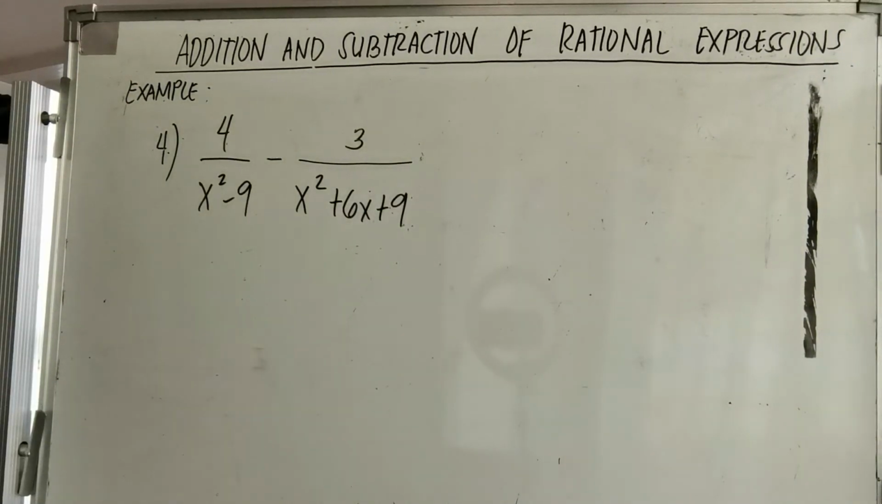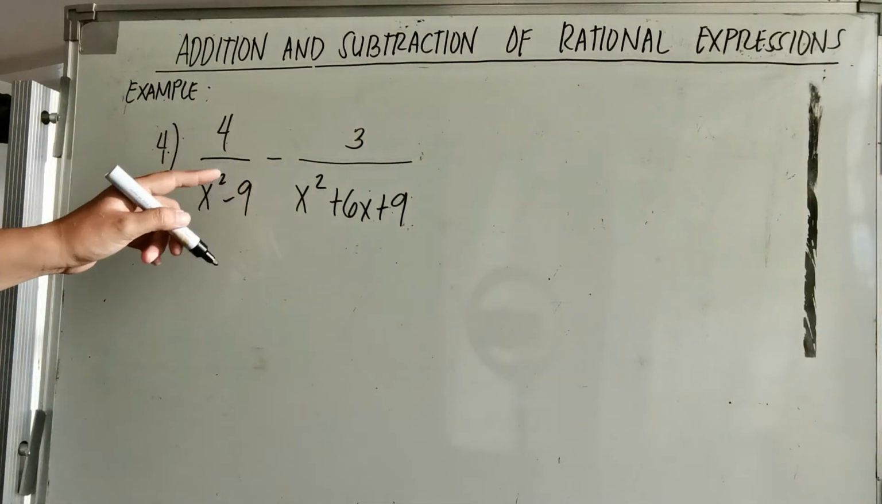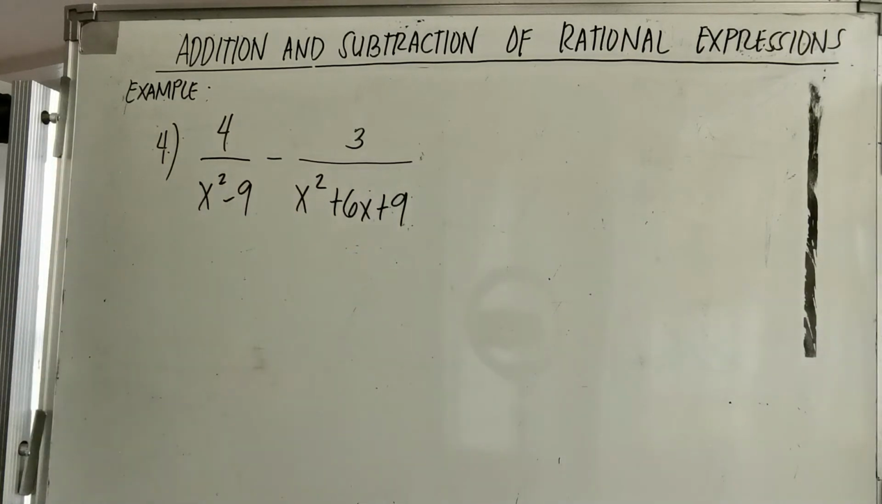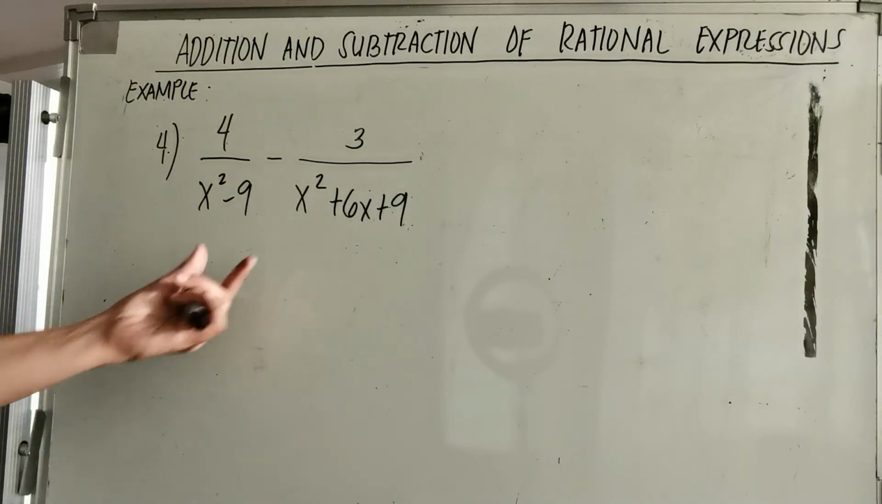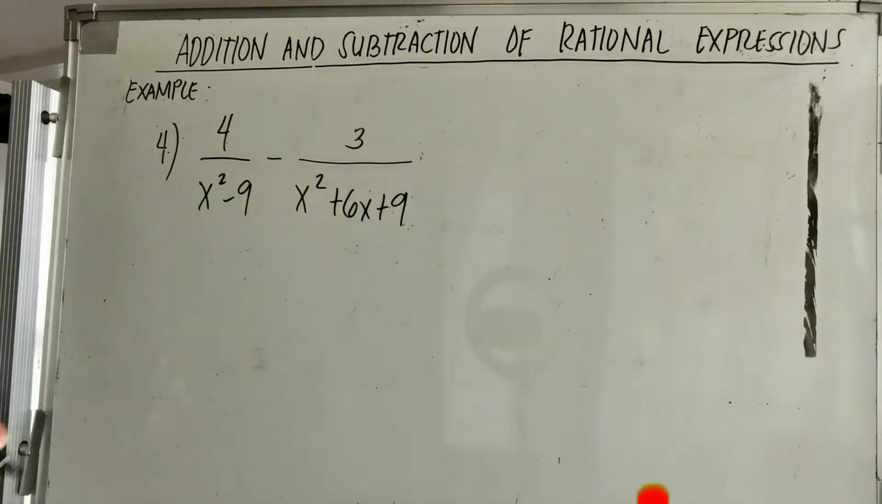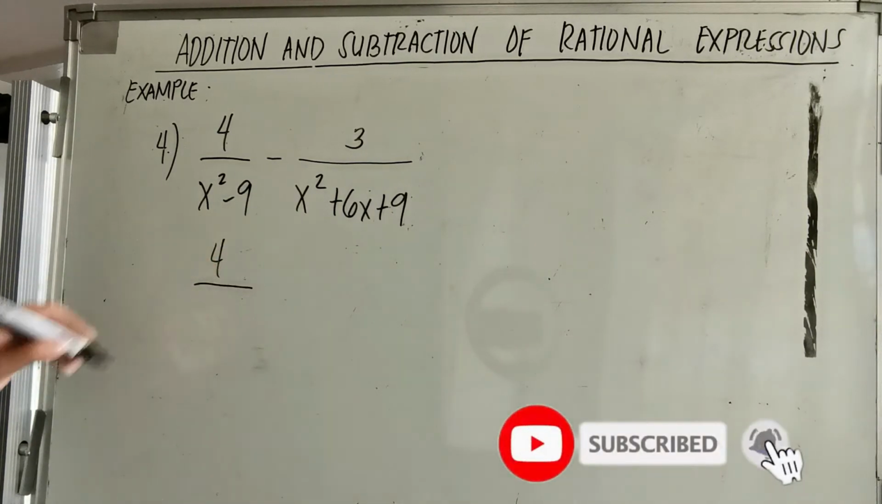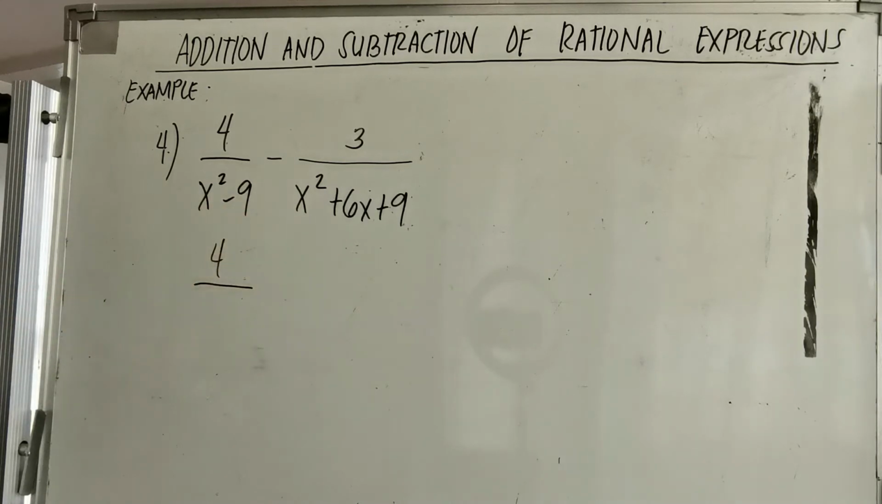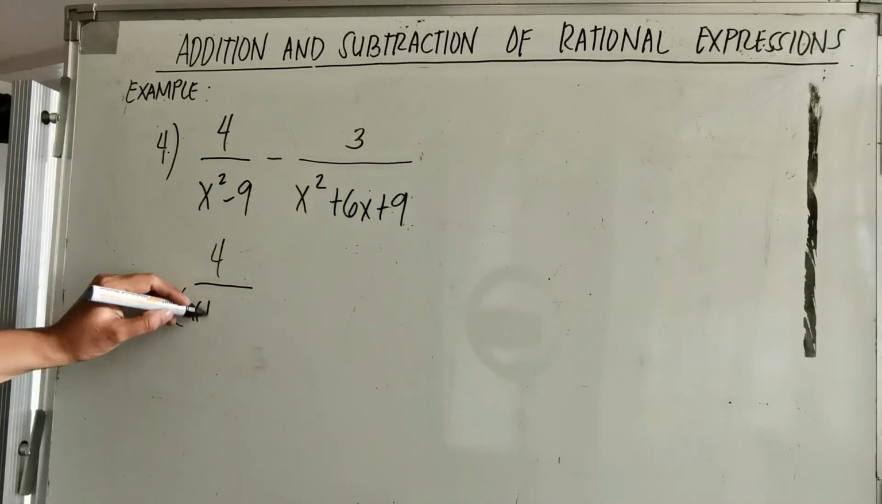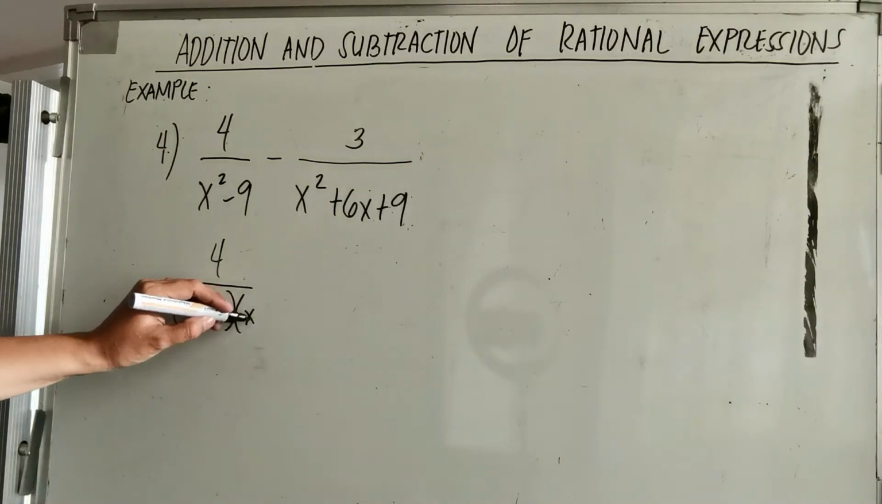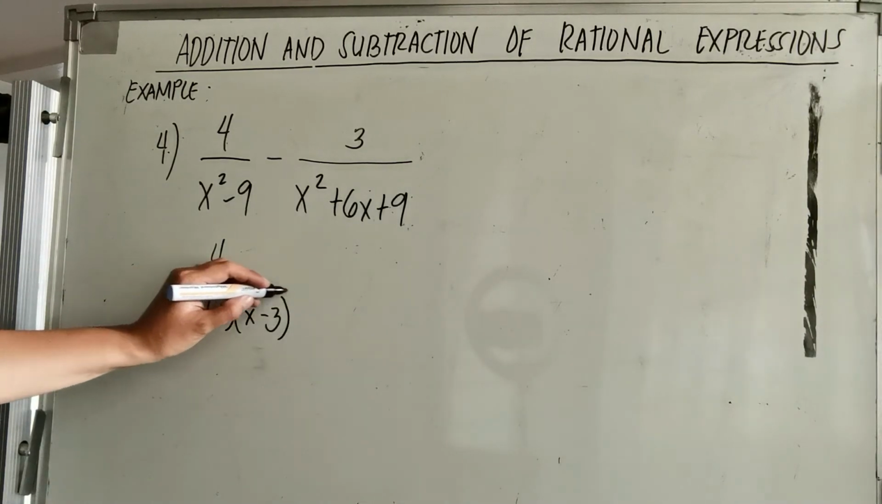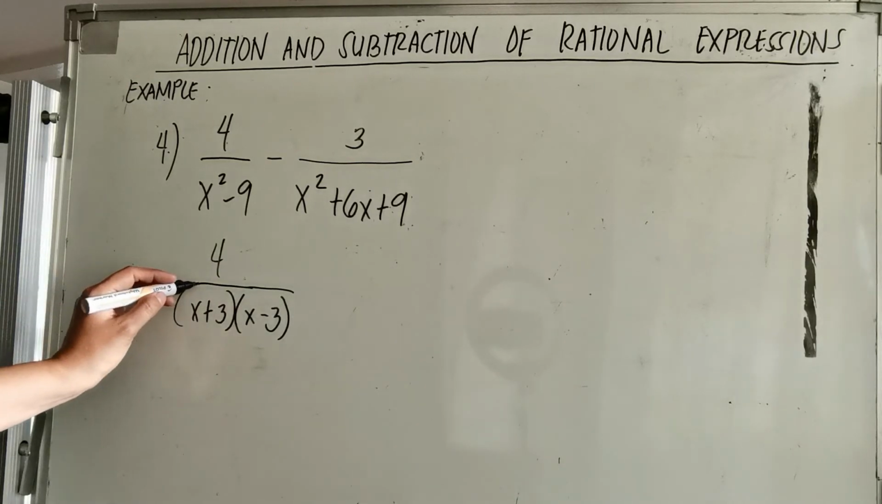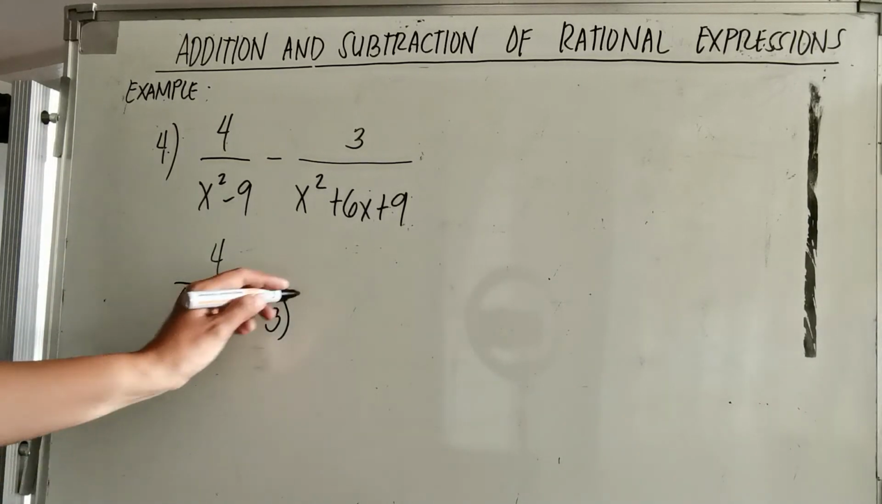Okay, next example. We have 4 over x squared minus 9 minus 3 over x squared plus 6x plus 9. So, take note, bago tayo mag-solve, pakita muna natin yung factored form ng ating denominator para makuha natin ang kanyang LCD. So, we have 4 over the factor of x squared minus 9. So, meron tayong x plus 3 and x minus 3. Since yan ay difference of 2 squares.